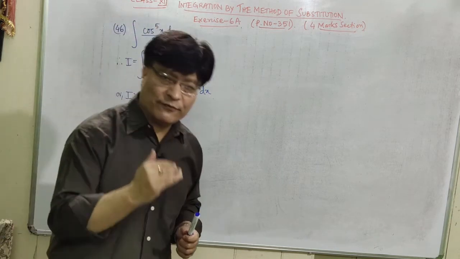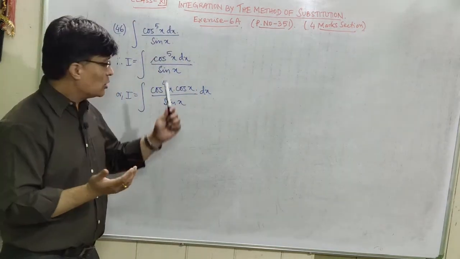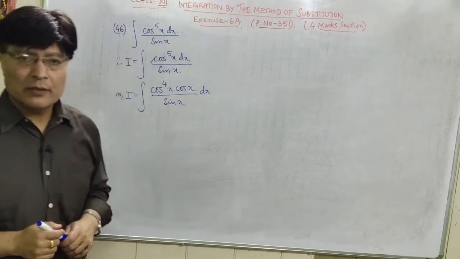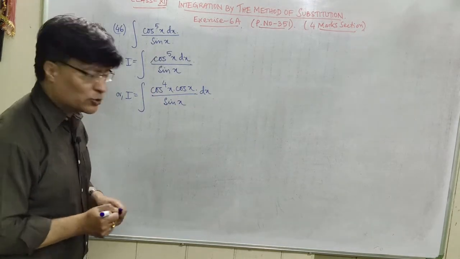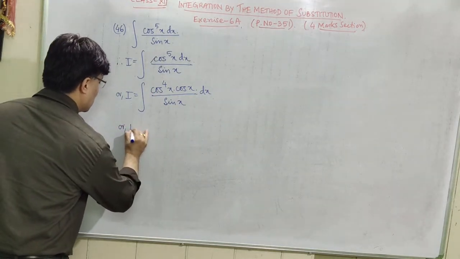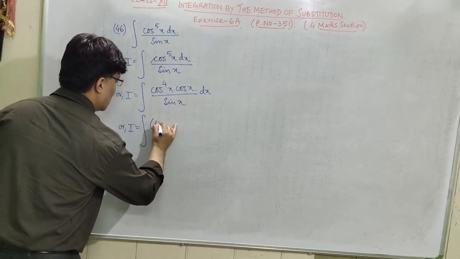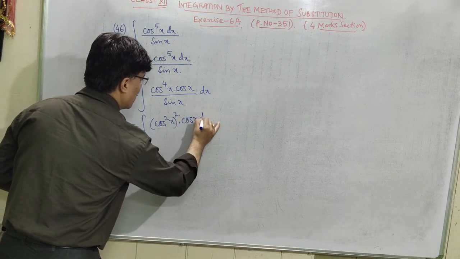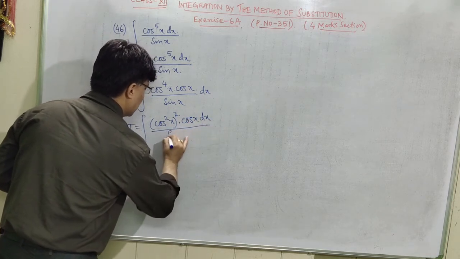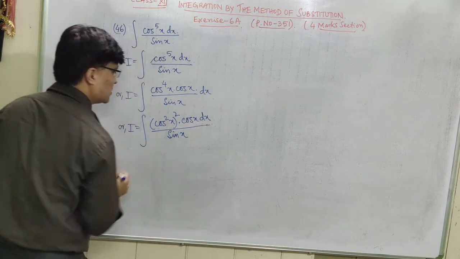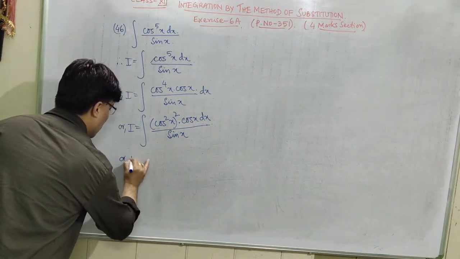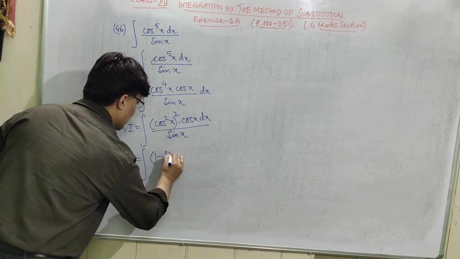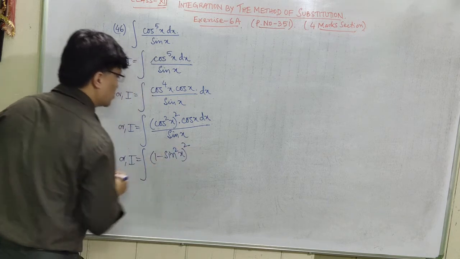Now you know that differentiation of sin x is cos x. So let us convert this cos to the power 4x into sin x. So how can you convert it? So first of all you have to write it as cos square x whole square. So I is equal to integration of cos square x whole square into cos x dx divided by sin x. Okay? So I is equal to integration of, what is cos square x?